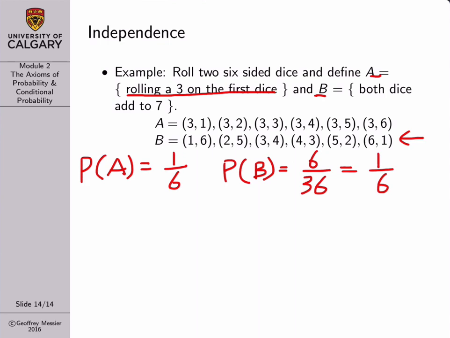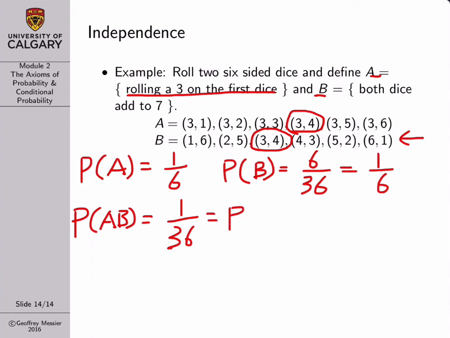Now, there is only one outcome that satisfies both A and B. So when we take their intersection, the only element they have in common is this. So the probability of the intersection of A and B is equal to 1 over 36, which is equal to the probability of A times the probability of B, which is 1 over 6 times 1 over 6. And so we would say that these two events are independent.